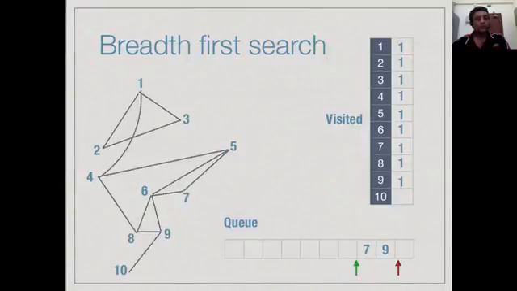We go back and find that there's nothing to be done because all the neighbors of 6 have already been visited. Then we pick up 7. Once again, we find that all the neighbors of 7 have already been visited. Finally, we pick up 9.